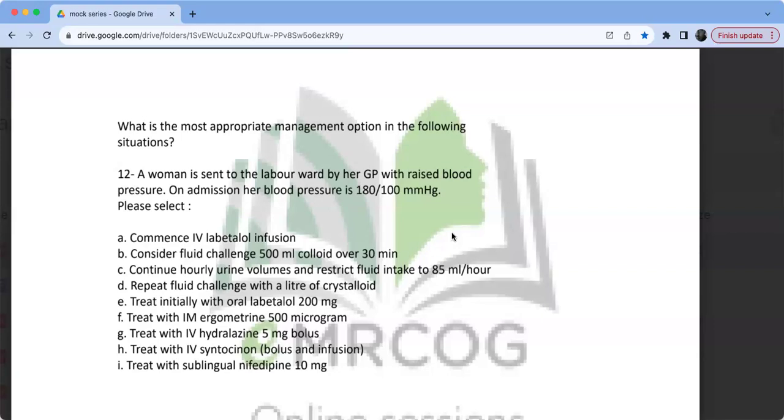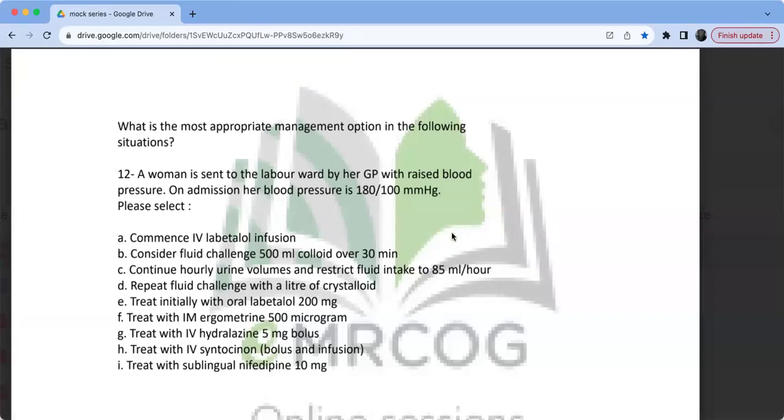A similar EMQ to this came in the exam before, okay? Please don't commence IV first if the case can take oral, okay? In the NICE hypertension guideline, right? Oral is there, right? So start with oral.